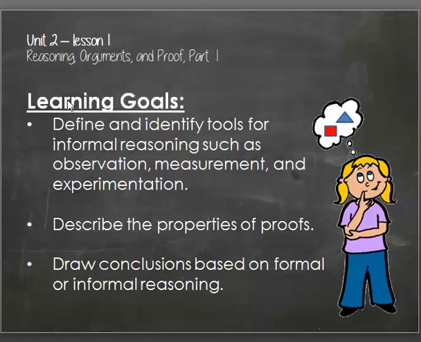Hello, and today we're going to be talking about Unit 2, Lesson 1, Reasoning, Arguments, and Proof, Part 1. Our learning goals for today are to define and identify tools for informal reasoning such as observation, measurement, and experimentation, describe the properties of proofs, and draw conclusions based on formal or informal reasoning.